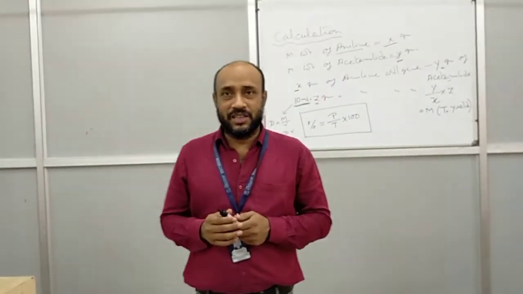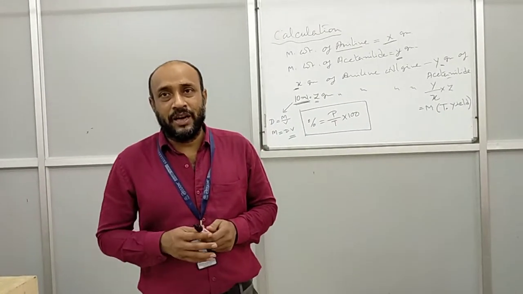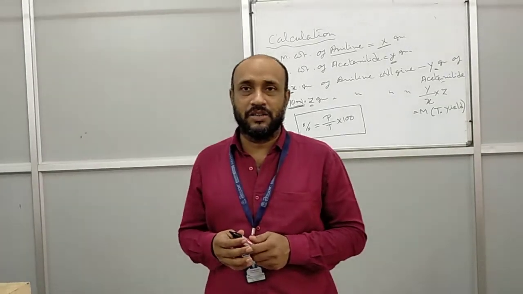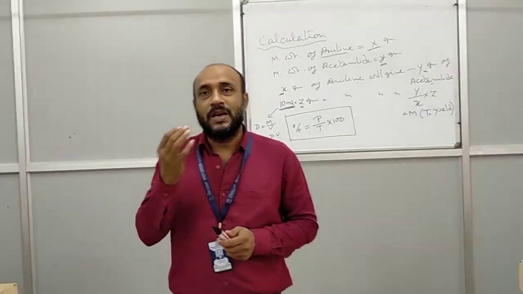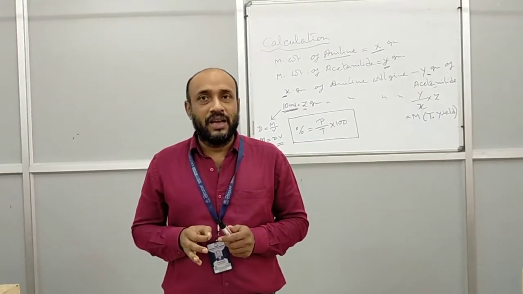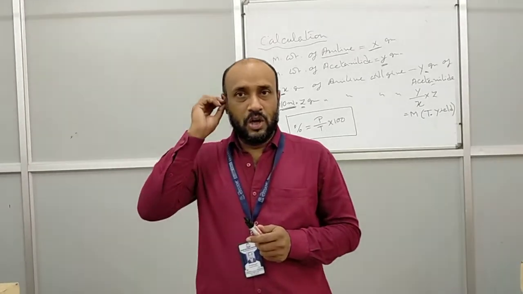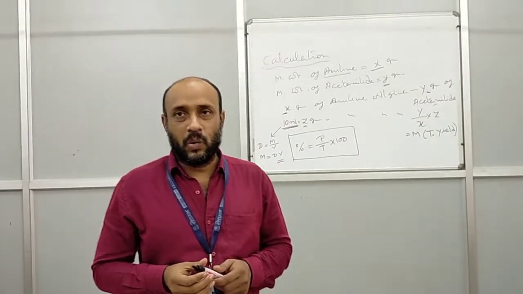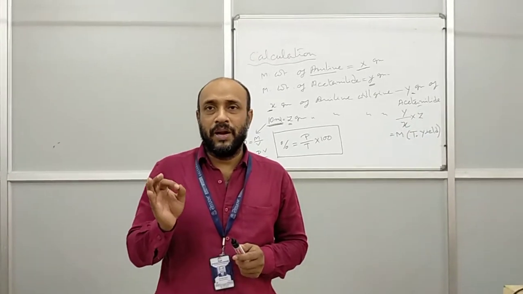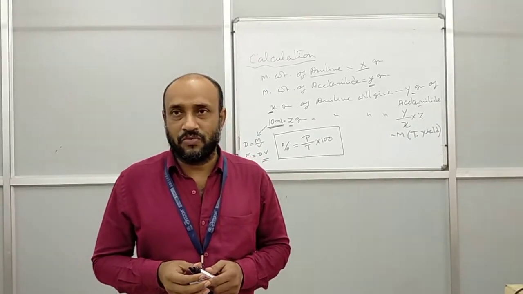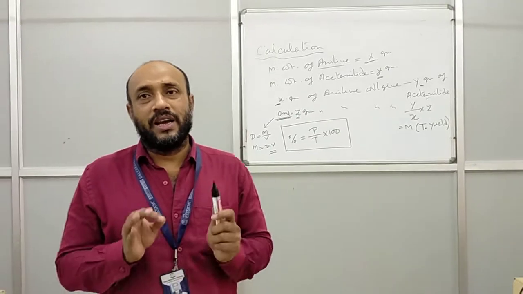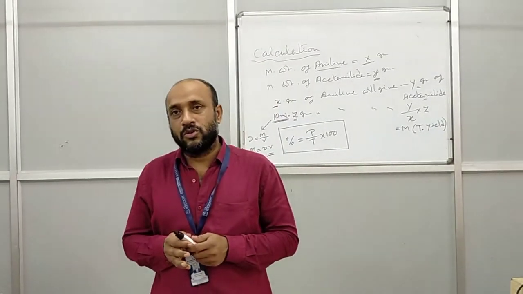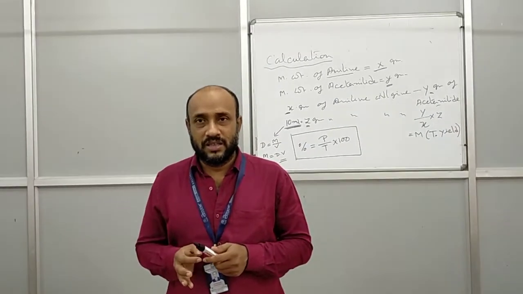Then result and discussion. After getting the melting point, the shape of the compound, and whatever color is there, all these things together we will write in the result and discussion part. The percentage yield of that particular compound should be written in grams, and whatever melting point of the acetanilide was found should also be reported in degrees C.